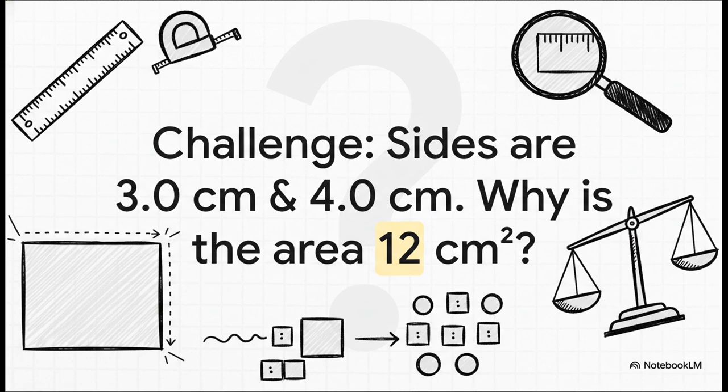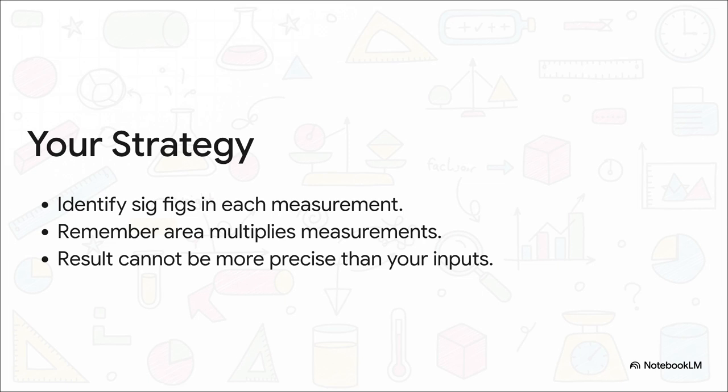All right, here is a final challenge, a great thinking problem that pulls everything together. You've got a rectangle with sides of 3.0 centimeters and 4.0 centimeters. So why is its area 12 centimeters squared and not 12.00? Okay, let's walk through the strategy. First, look at the sig figs in your inputs. 3.0 has 2, and 4.0 also has 2. Easy enough. Now, here's the key rule for multiplying or dividing. Your final answer cannot be more precise than your least precise measurement. Since both of our inputs have 2 significant figures, our answer can only have 2. That's why the area is 12, not 12.0 or 12.00, because those would be falsely claiming a higher level of precision than we actually started with.